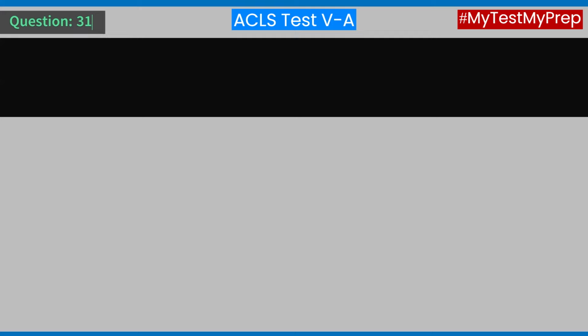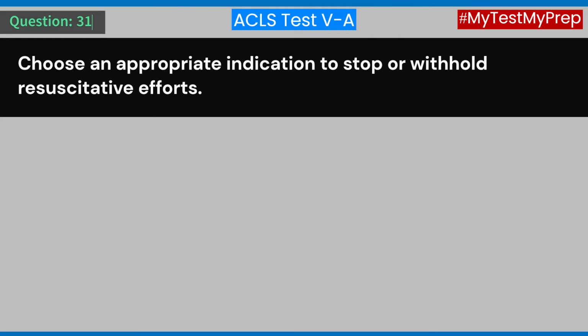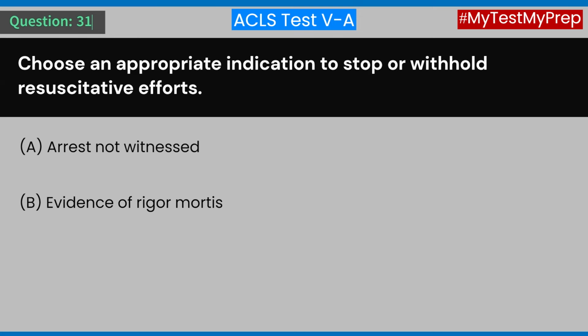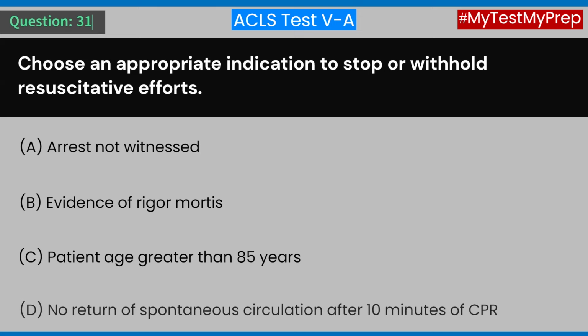Question 31. Choose an appropriate indication to stop or withhold resuscitative efforts. A. Arrest not witnessed. B. Evidence of rigor mortis. C. Patient age greater than 85 years. D. No return of spontaneous circulation after 10 minutes of CPR. Answer B. Evidence of rigor mortis.